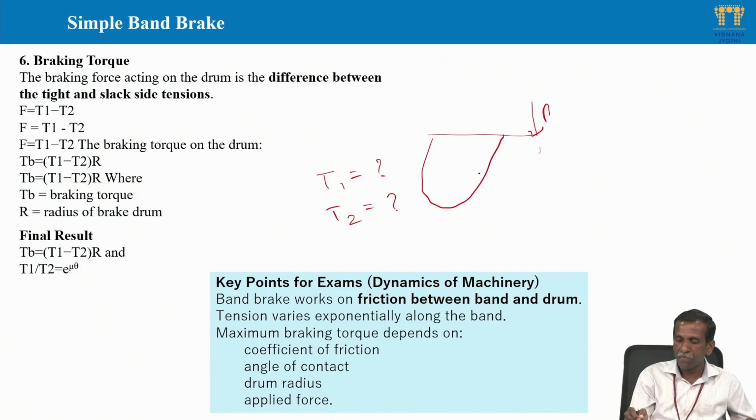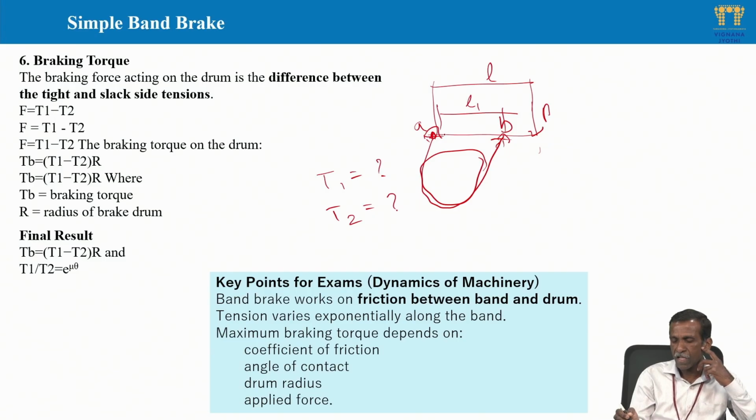This is the belt wrap, this is the drum, this is the point, let us say A, pivoted, and here it is pivoted at B. Then if you know this distance, let us say L1, and the total length of the lever, if I take L, then you can take moments about this pivot A, then you can write P into L equal to this. These are the tensions here. If it is rotating clockwise, T1, T2.